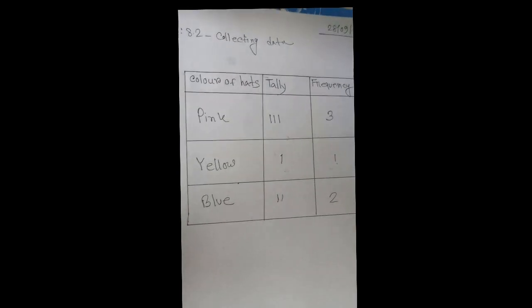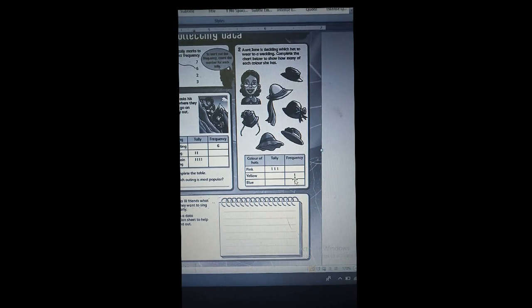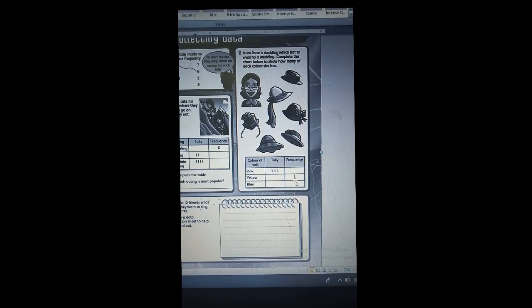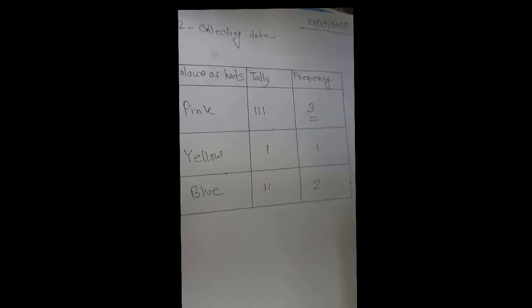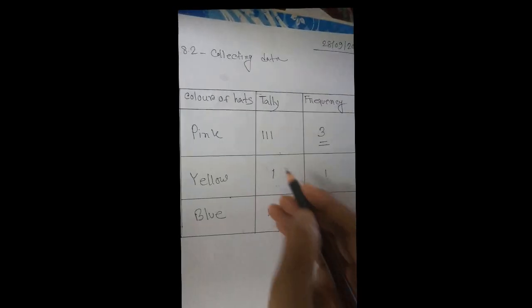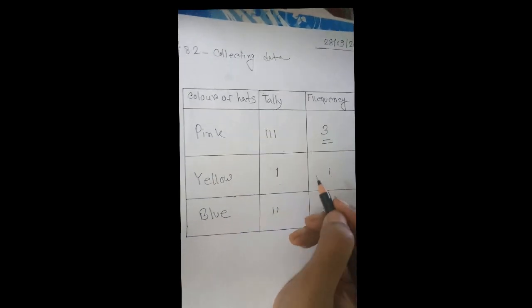Look at here. We have to write down in our frequency column 3. Next one is yellow. Here yellow 1. Here 1 is in the frequency column. Now we have to draw here a tally sign in the tally column. So look at here. We have to draw 1 tally sign. Is it clear?